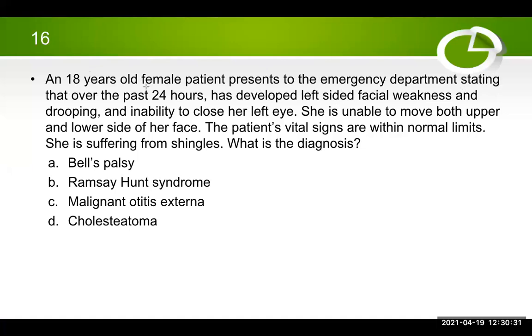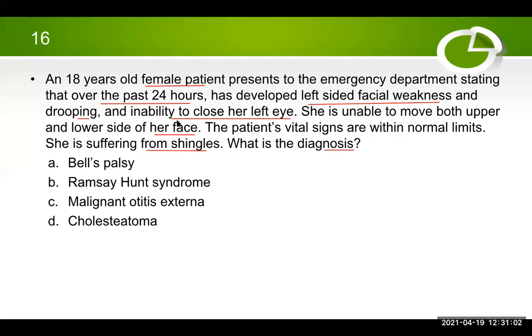An 18-year-old female patient presents to the emergency department stating that over the past 24 hours, she has developed left-sided facial weakness and drooping, and inability to close her left eye as well. She is unable to move both the upper and lower side of her face. The patient's vital signs are within normal limits. She is suffering from shingles. So what is the diagnosis? Straightforward question. Yes?